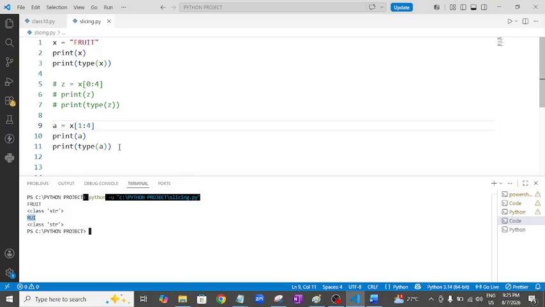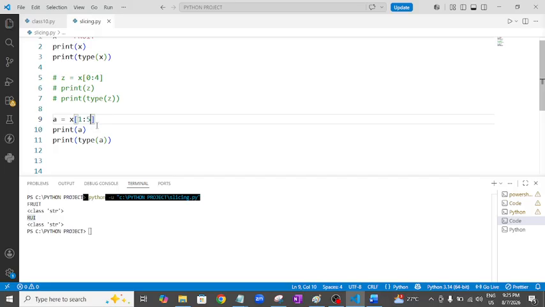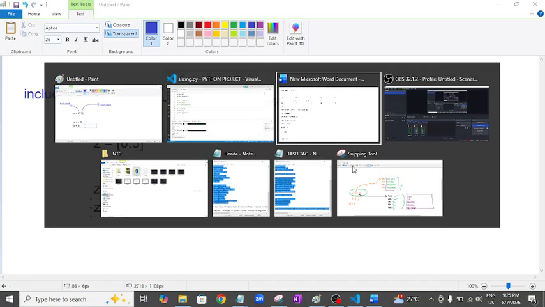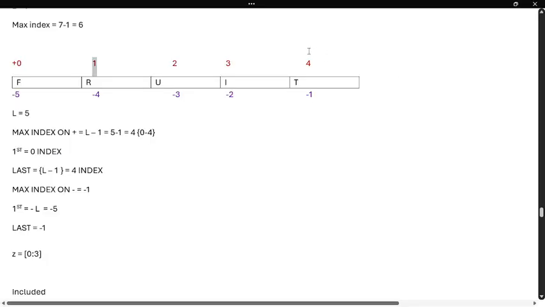Sir, but if I do here 5, is it going to give me an out of index? No, sir, it is not going to give you out of index, because here 5 means 5 is not included. 5 is not included means what is included? Less than 5. Less than 5 means 5 minus 1, which means 4. Do you have a value at 4? Happily, you have a value at 4.